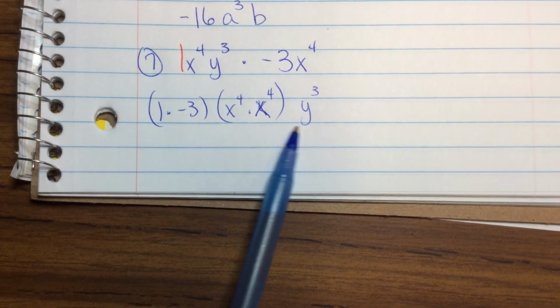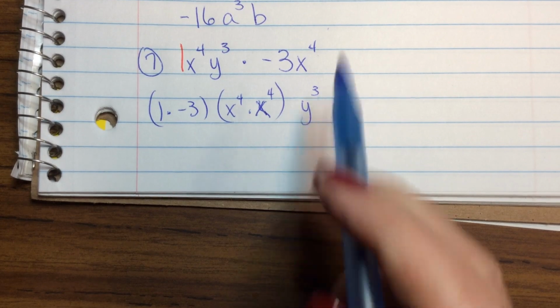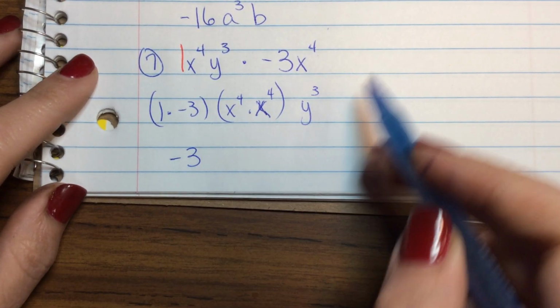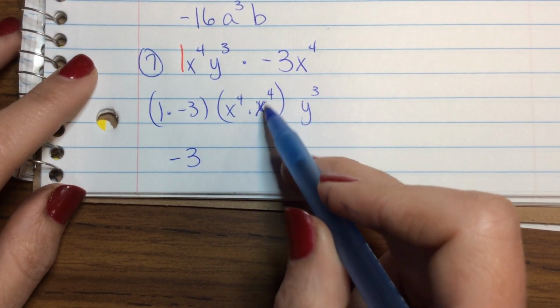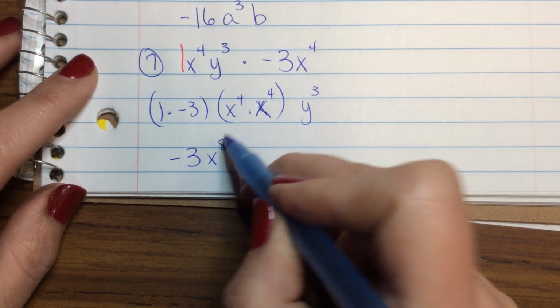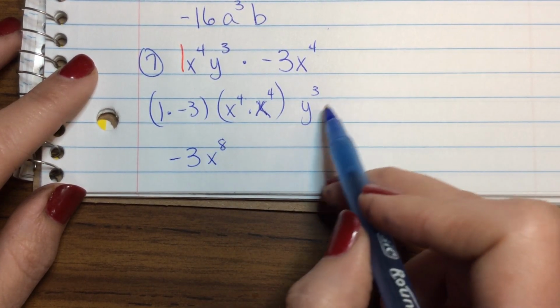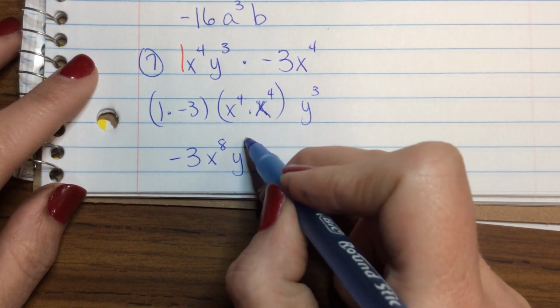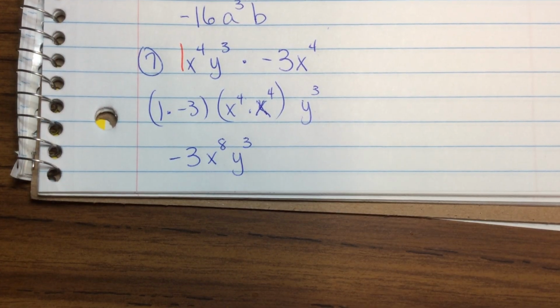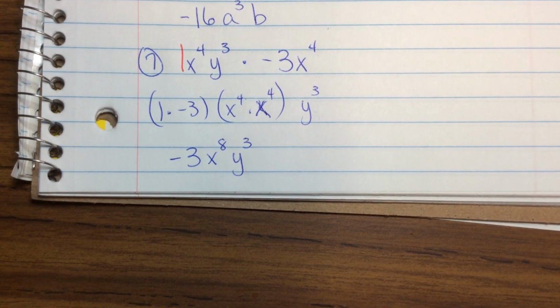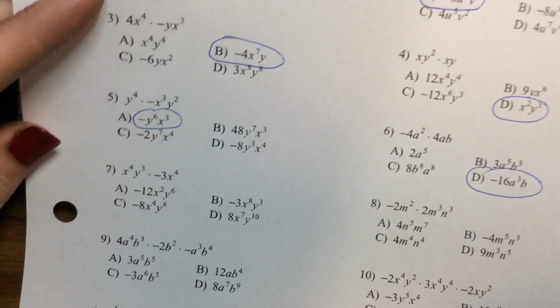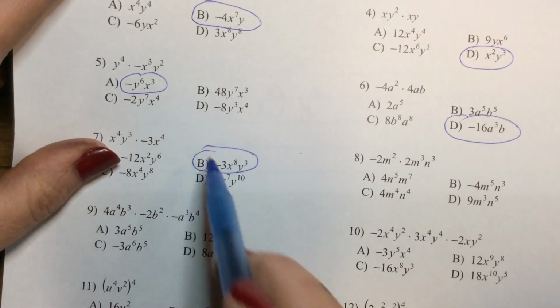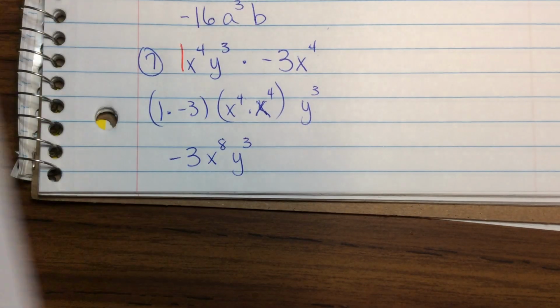So look in here, I have 1 times negative 3, it's going to give me negative 3. X to the 4th times x to the 4th is going to be x to the 8th, because 4 plus 4 is 8. Then we have y cubed just comes down. It doesn't change because there's nothing to change it. And that is negative 3 x to the 8th, y to the 3rd, which is B. All right, time to change the page.